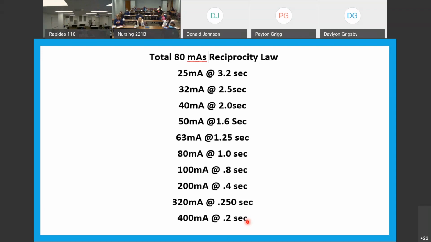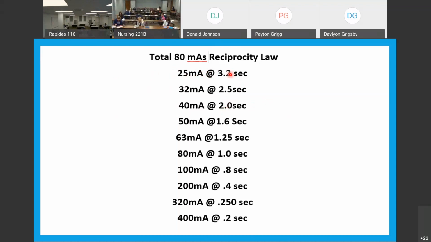Okay, so you're saying the ones at the top of the list with the lower mA and the longer exposure time. 80 mAs is pretty good for a transthoracic humerus. So any of these would work, but the book said what, 3 to 5 or 2 to 5? 5 being the max. I'd probably go with the 25 at 3.2 seconds. So that's going to give that patient a long time. These are seconds. These are not milliseconds.